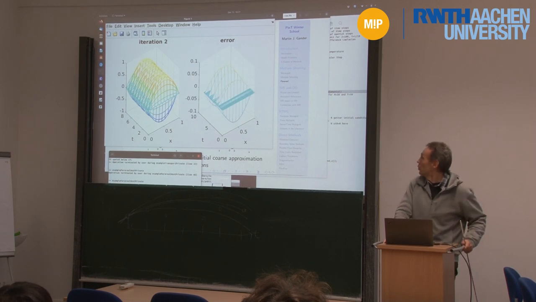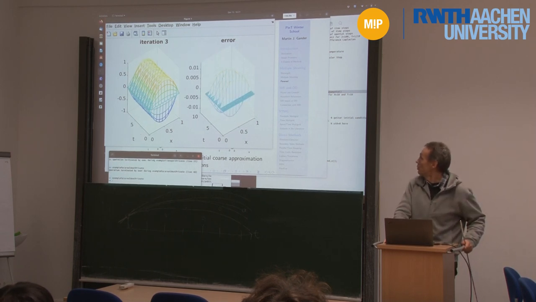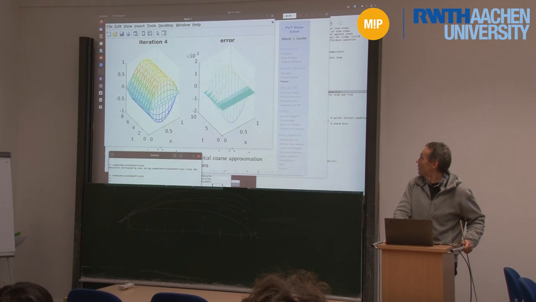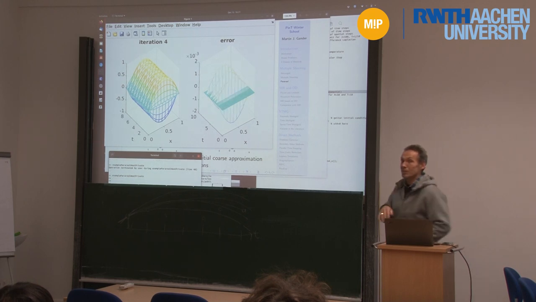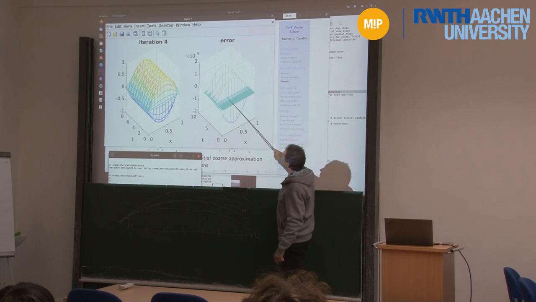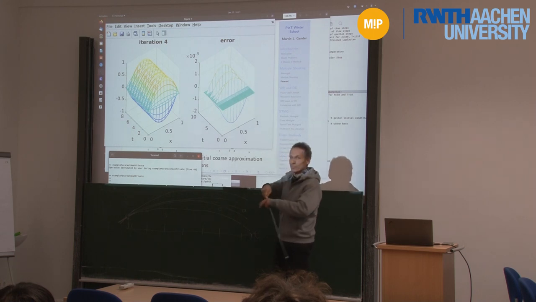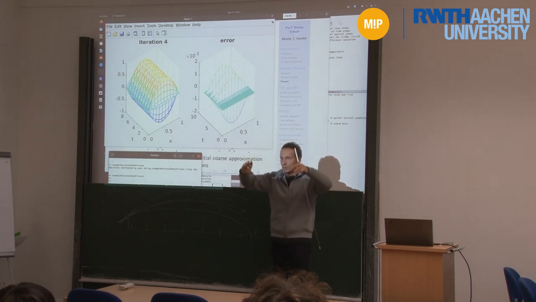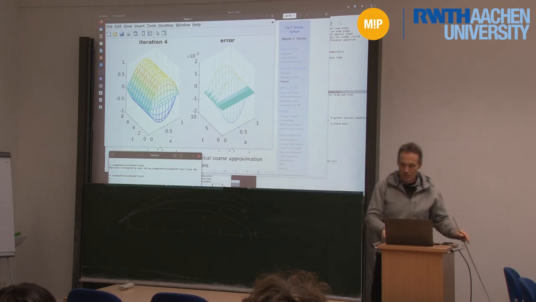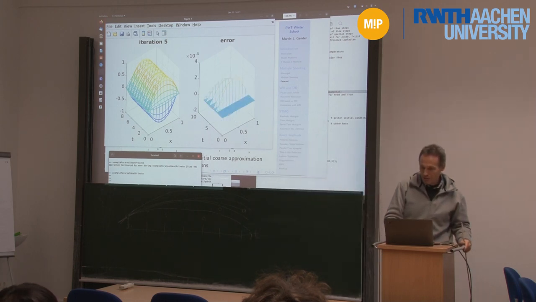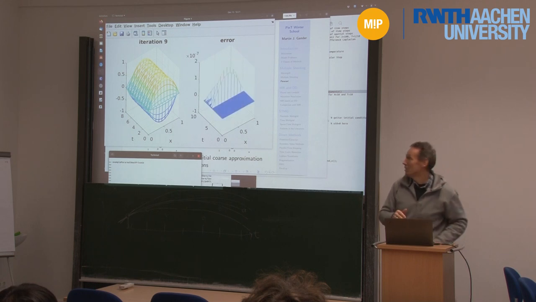see, the error contracts now at 0.1, 0.01, 10 to the minus 3. And you can nicely see it converges from the initial condition, but it really contracts uniformly. It goes down over the whole. We calculate the future here in parallel. 10 to the minus 4, 10 to the minus 5, 10 to the minus 6, 10 to the minus 7. It's a very, very fast contraction rate. 10 to the minus 8.